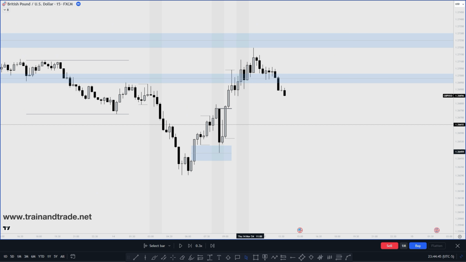Now, I'll give you guys a few examples during the New York session because I personally trade during London close and during the New York Open.